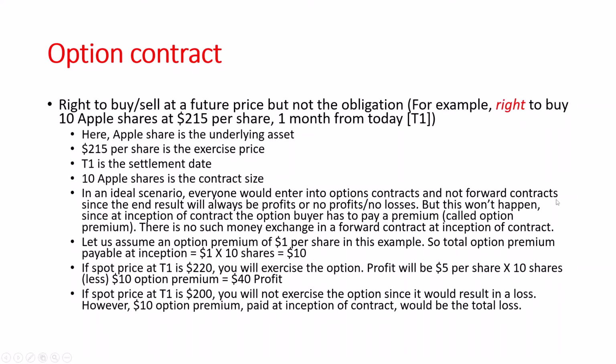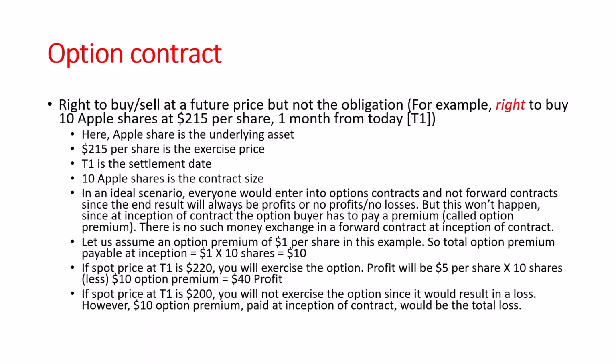Now, what is an option? An option is the right to buy or sell at a future price, but not the obligation. Now, in a forward contract, if you would have seen, we had contracted to buy, irrespective of the spot market price.